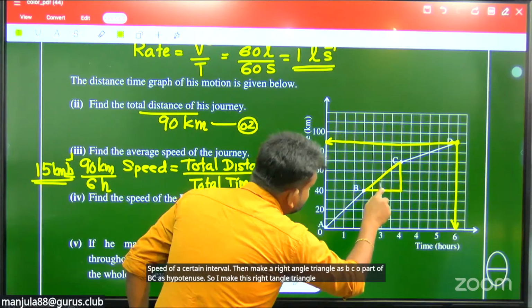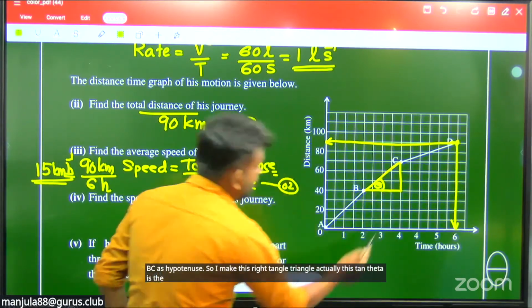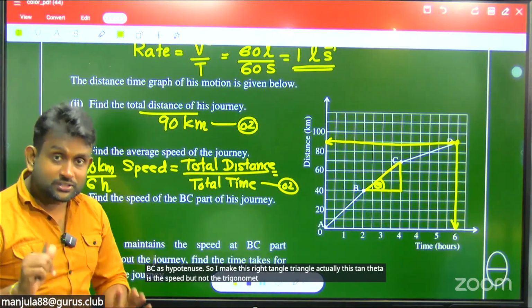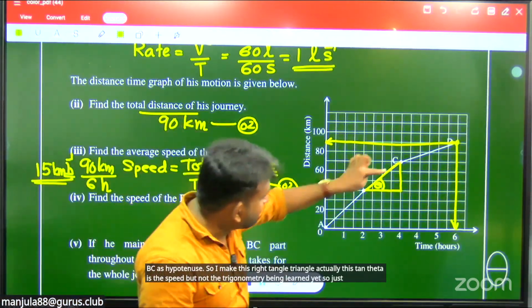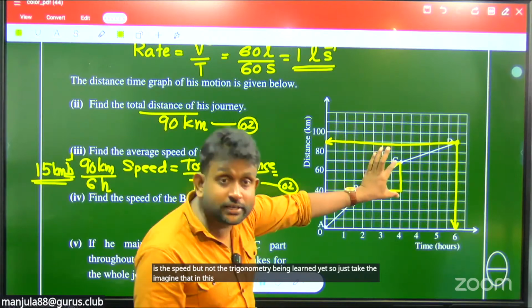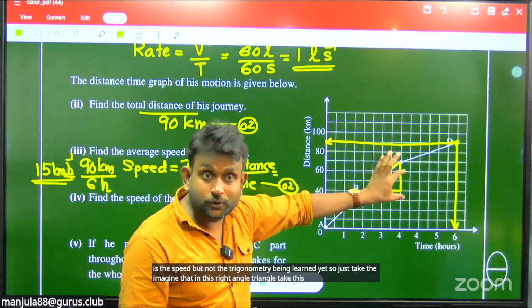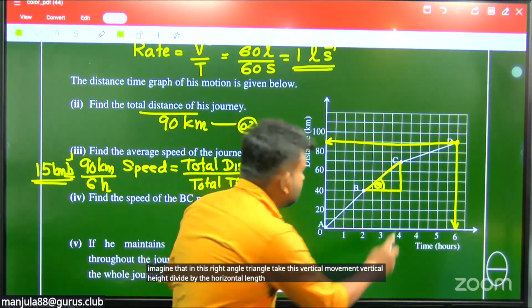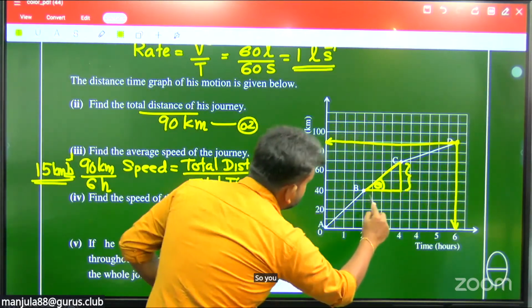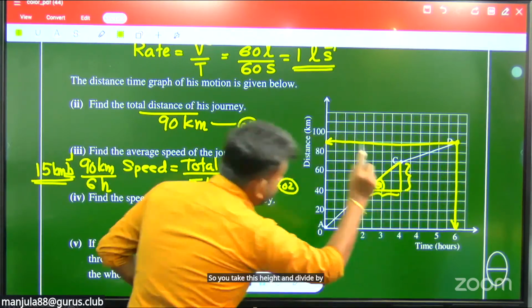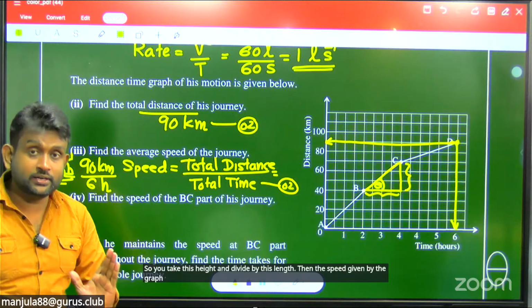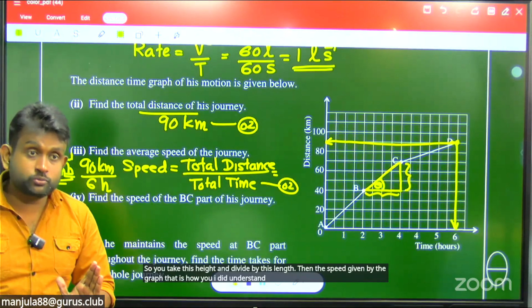Actually, this tan theta is the speed, but that is not the trigonometry you have learned. Just imagine that in this right angle triangle, you take this vertical movement, the vertical height, and divide by the horizontal length. So you take this height and divide by this length, then you get the speed from the graph. That is how to understand the speed from the graph.